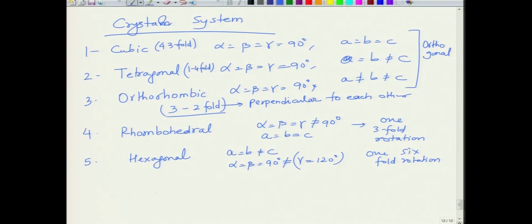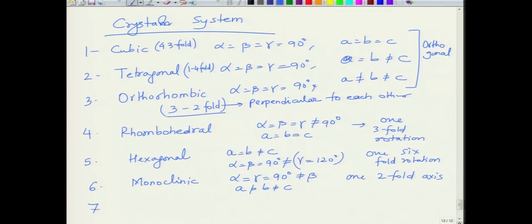And then finally 2 more choices. The sixth one is called monoclinic, for which alpha is equal to gamma is equal to 90 degrees, not equal to beta, and A is not equal to B is not equal to C. It must have 1 2-fold rotation axis. Okay, and then the seventh is triclinic, for which alpha is not equal to beta is not equal to gamma is not equal to 90 degrees, and A is not equal to B is not equal to C, and it doesn't have any symmetry element. So these are the classifications which have been made on the basis of symmetry.